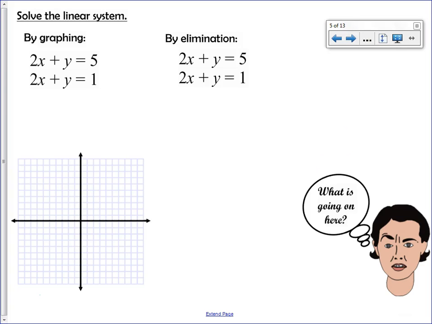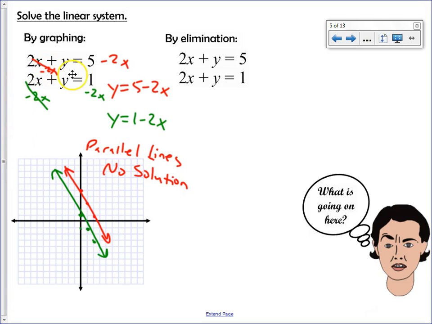Now, let's take a look at what happens with some special cases. Notice if we're going to graph these, why don't you just take the time and, first of all, graph those. Restart the video when you're ready to see what the graph looks like. So you may want to get those equations in slope-intercept form first of all.